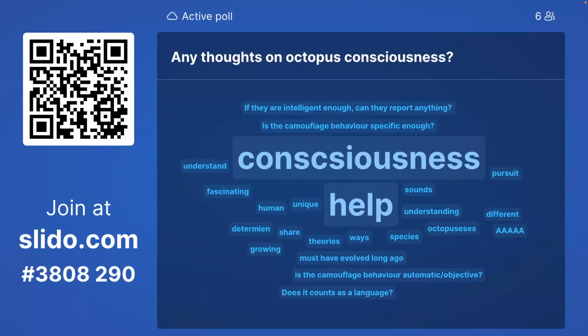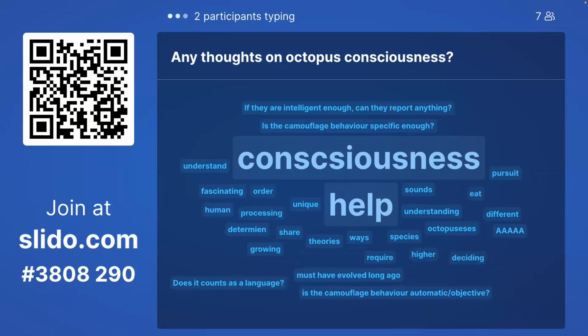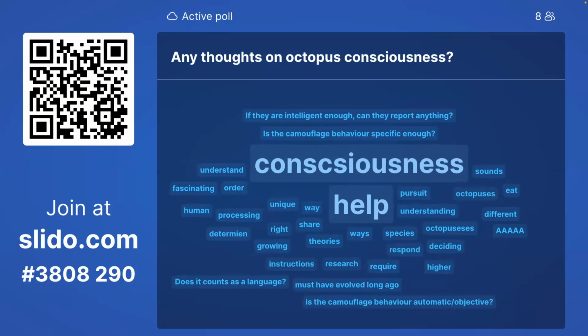Then also another thing is, are they intelligent enough? Can they report anything? So I think yeah. If you hide some objects and then you need to press a button or open the bar to get there with several logical inductions, they can do it. So it's intelligent enough. And then other things, fascinating. Thank you. And then other things of particular interest must have evolved long ago. Yeah, that's true.